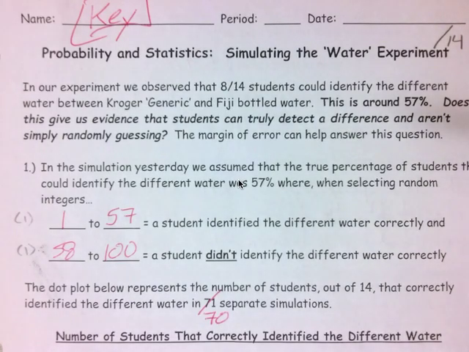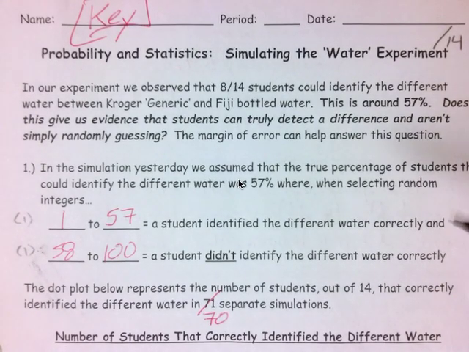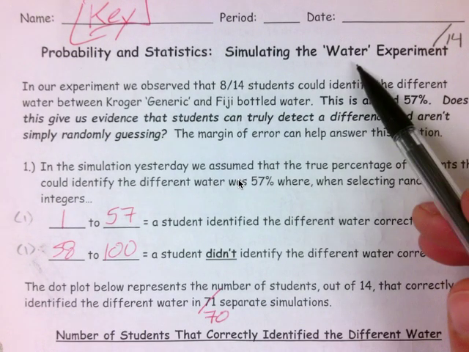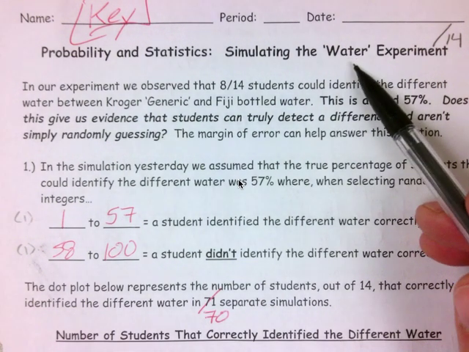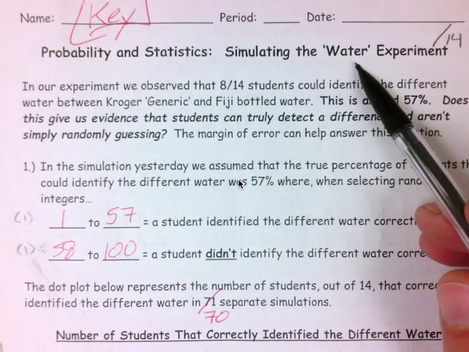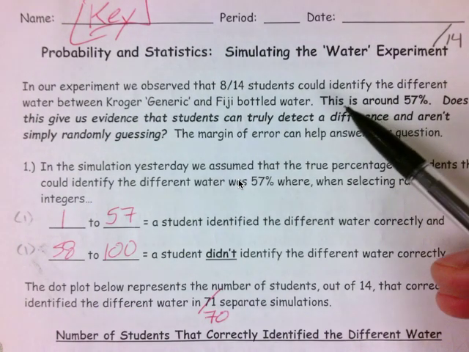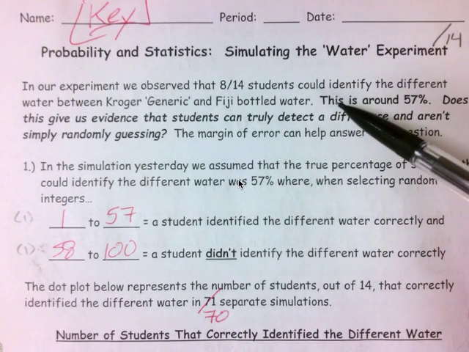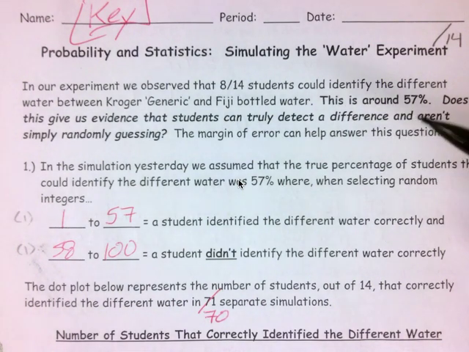Guys, the sub should have returned to you this handout. This really is about the margin of error. This is where we did a simulation about can you tell the difference between the Kroger generic and the Dasani water? And we were using this simulation in order to build the margin of error so that we could finally make a conclusion. Can students really identify the difference, or is it possible that we're just guessing randomly?